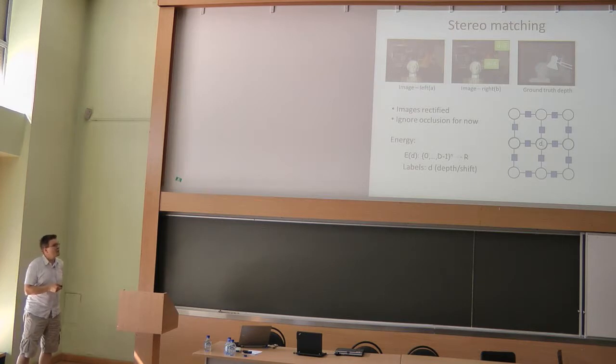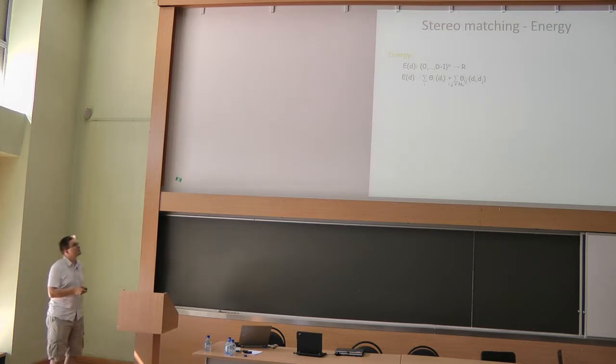So the goal is to find the optimal solution. We express this as a multi-label energy, where D has got values from 0 to capital D, and every pixel has got one of these values. Now we have to define an energy which exactly encodes that good solutions have a low energy and bad solutions have a high energy.